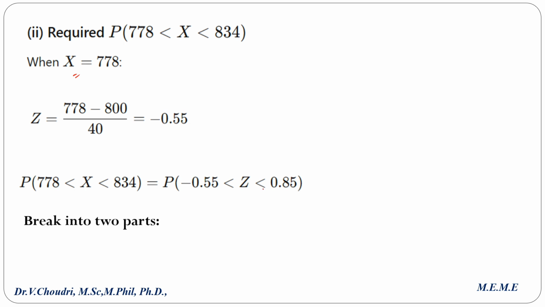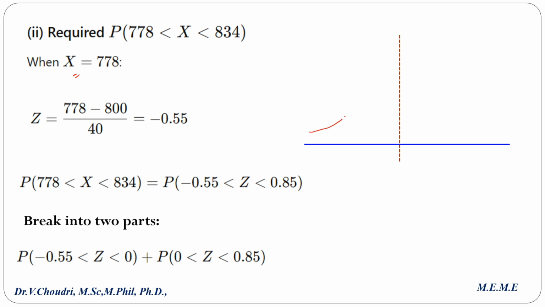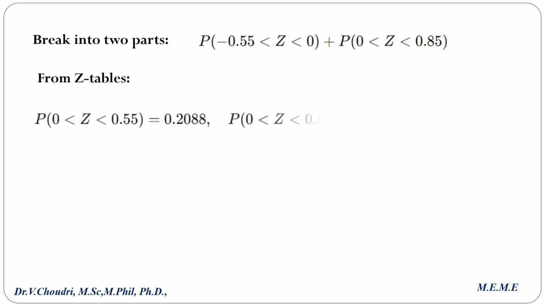Now this is equivalent to probability of minus 0.55 less than z less than 0.85. Now we are going to split into two parts: minus 0.55 to 0, and 0 to 0.85. Let me show you in the diagram. Since this is symmetric, minus 0.55 to 0 equals 0 to 0.55.